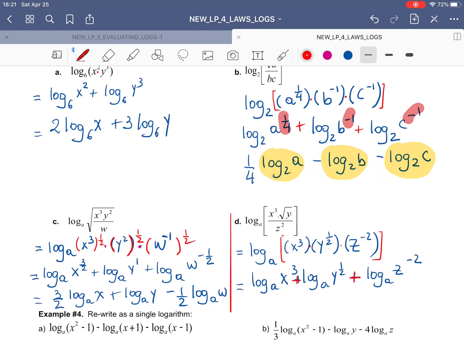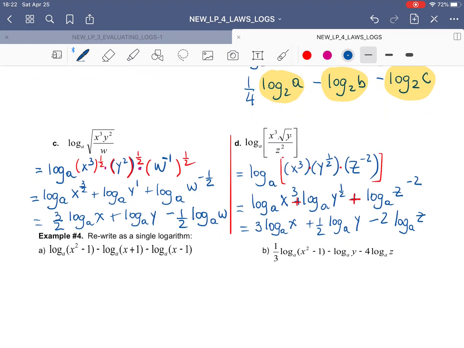So multiplications here turn into additions, right? And that would be 3 log_a x plus 1/2 log_a y minus 2 log_a z. That's the answer. So we have expressed every term in terms of some log, some base a, of x, then y, then z.